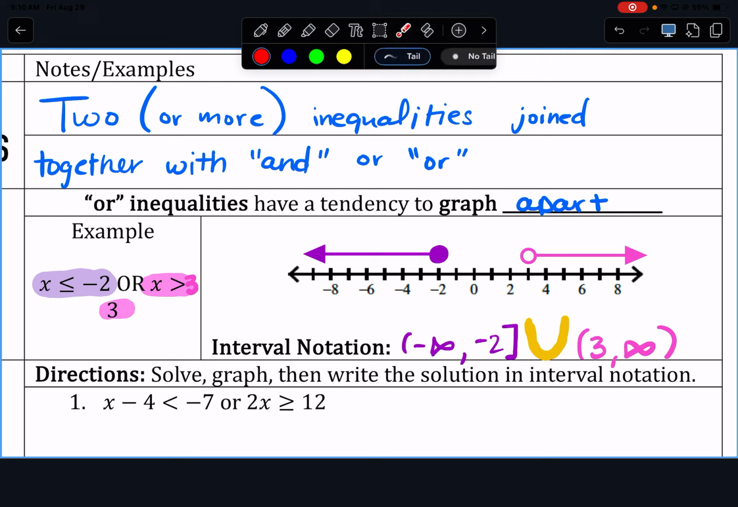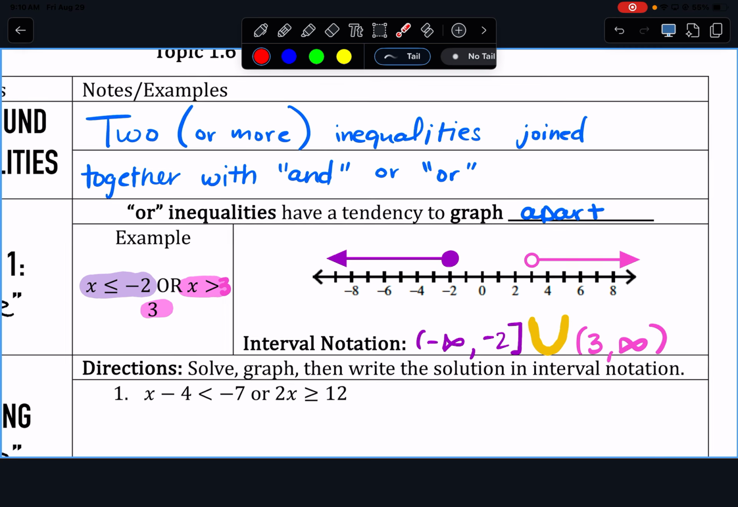So can negative 7 be a solution? Yes. Can 5 be a solution? Yes. But can 1? No, because it's not on either of the graphs. So when we have an "or" inequality, it has to be on one or the other. Now we're going to actually look at equations with these types of graphs. When we have "or" inequalities, it's the same thing as regular inequalities. It's just that we're putting two on the same graph together.